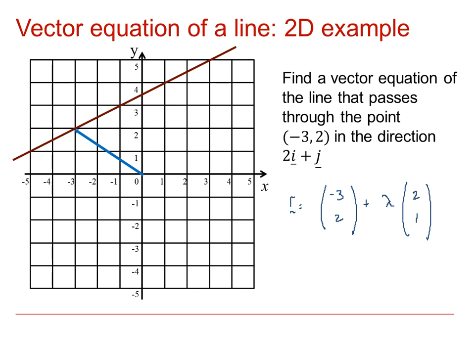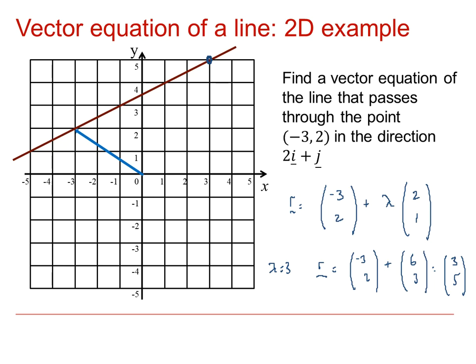So for example, if we look at the point up here at the top there, we can see that that is going to be at lambda equal to 3. So when lambda equals 3, we have that r is equal to -3, 2 plus 3 times 2, 1, or in other words, plus 6, 3, and that is at 3, 5, which is that point that I've indicated at the top. So for any given value of lambda, we will have different points on that line.